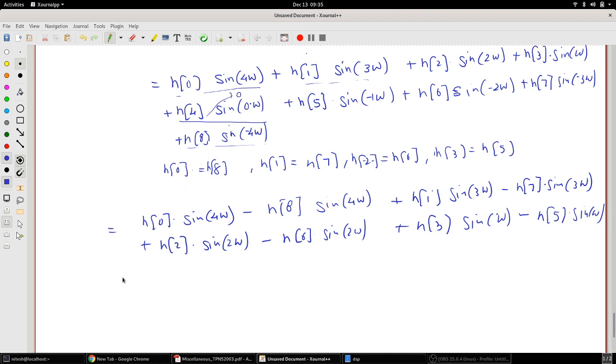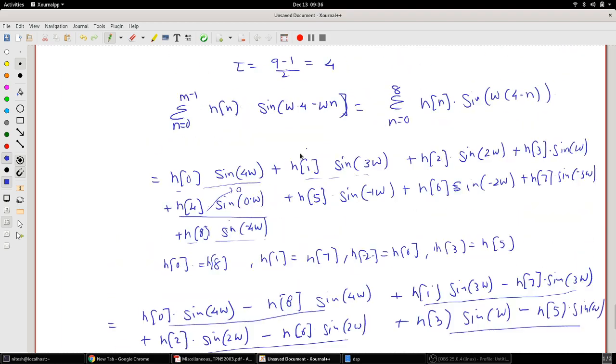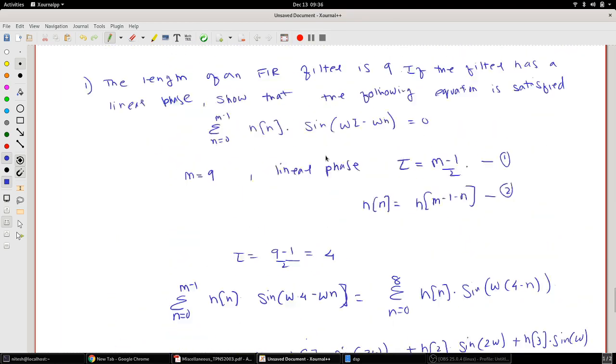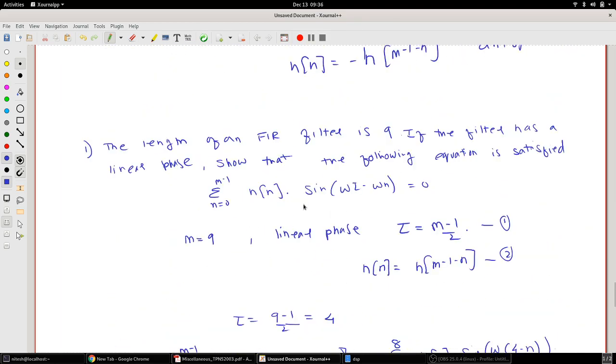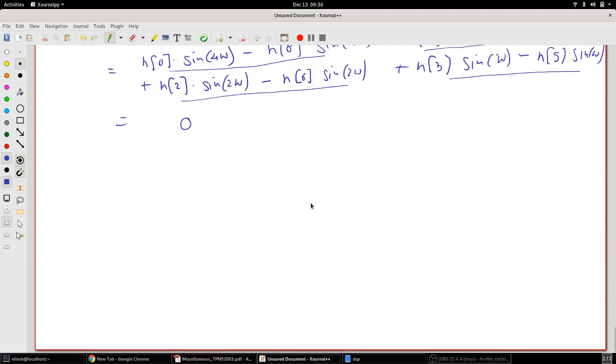If you look at this, since h of 0 is the same as h of 8, this will cancel to 0. h of 1 is the same as h of 7, so this will cancel to 0. h of 2 will cancel with h of 6, and h of 3 is the same as h of 5. So these terms will go to 0, and you will get a 0 here, which means that this particular equation is proved. Okay, let's move on.